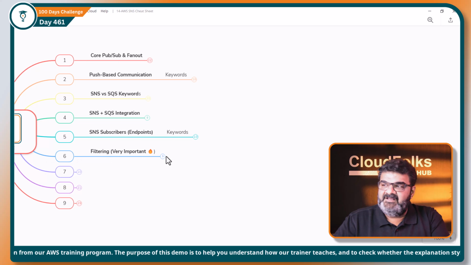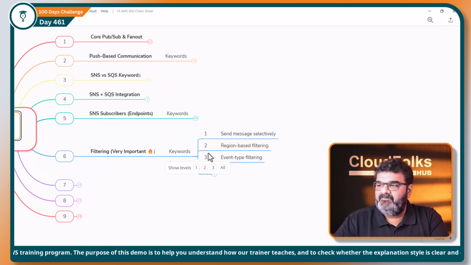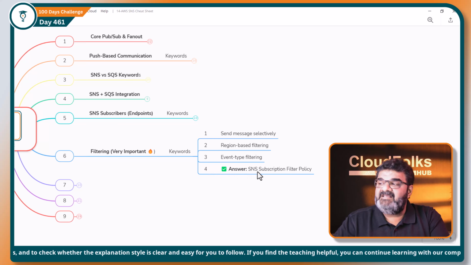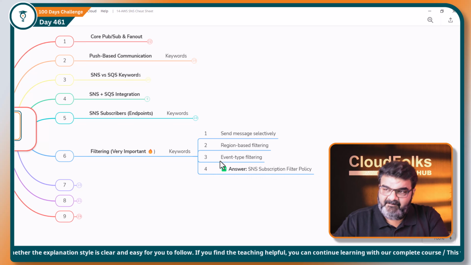Filtering. Filtering is very important. Keywords: send message selectively, region-based filtering, event type filtering. Even in the example, I used this event type filtering, right? So the answer is SNS subscription filter policy.